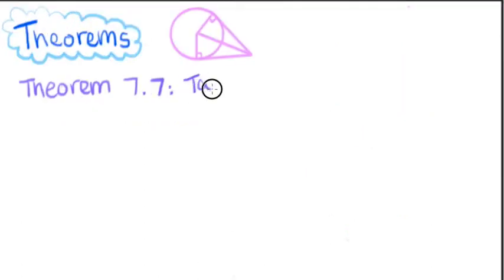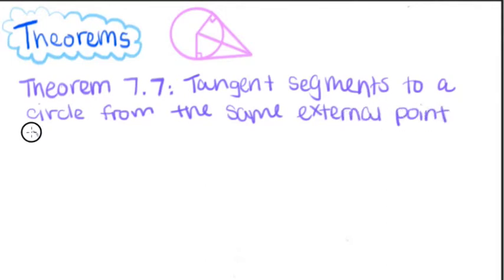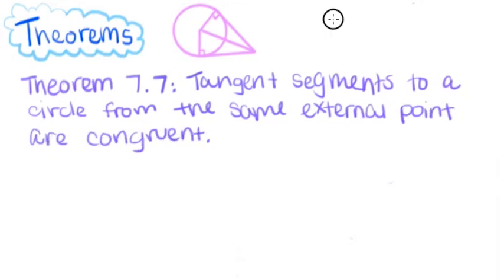So next up, we're going to talk about theorem 7.7, which states that tangent segments to a circle from the same external point are congruent. So if you draw this out, it makes this look somewhat like an ice cream cone, so we're going to call it the ice cream cone theorem.